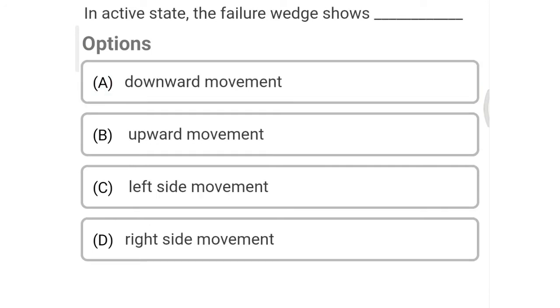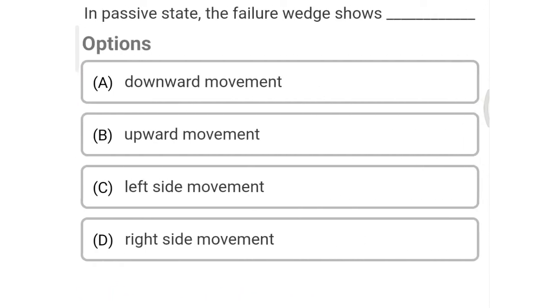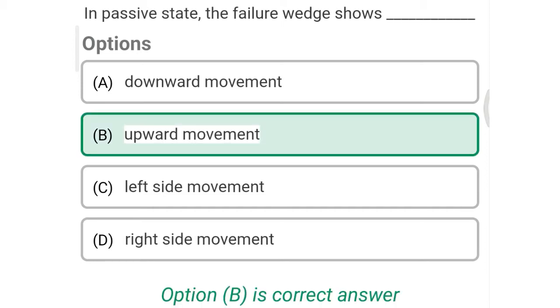So next question, in the active state, the failure which shows option A downward movement, option B upward movement, option C left side movement, option D right side movement. So the correct answer is option A downward movement. So next question, in passive state, the failure which shows option A downward movement, option B upward movement, option C left side movement, option D right side movement. So the correct answer is option B upward movement.